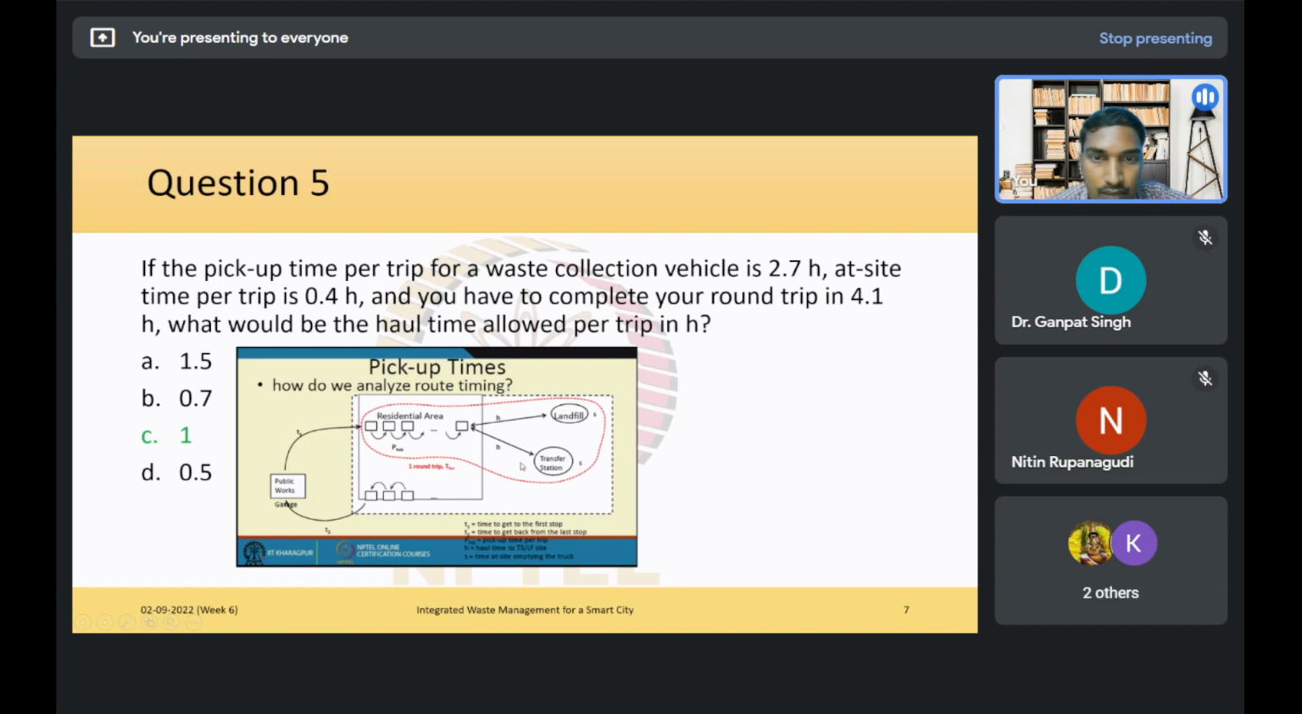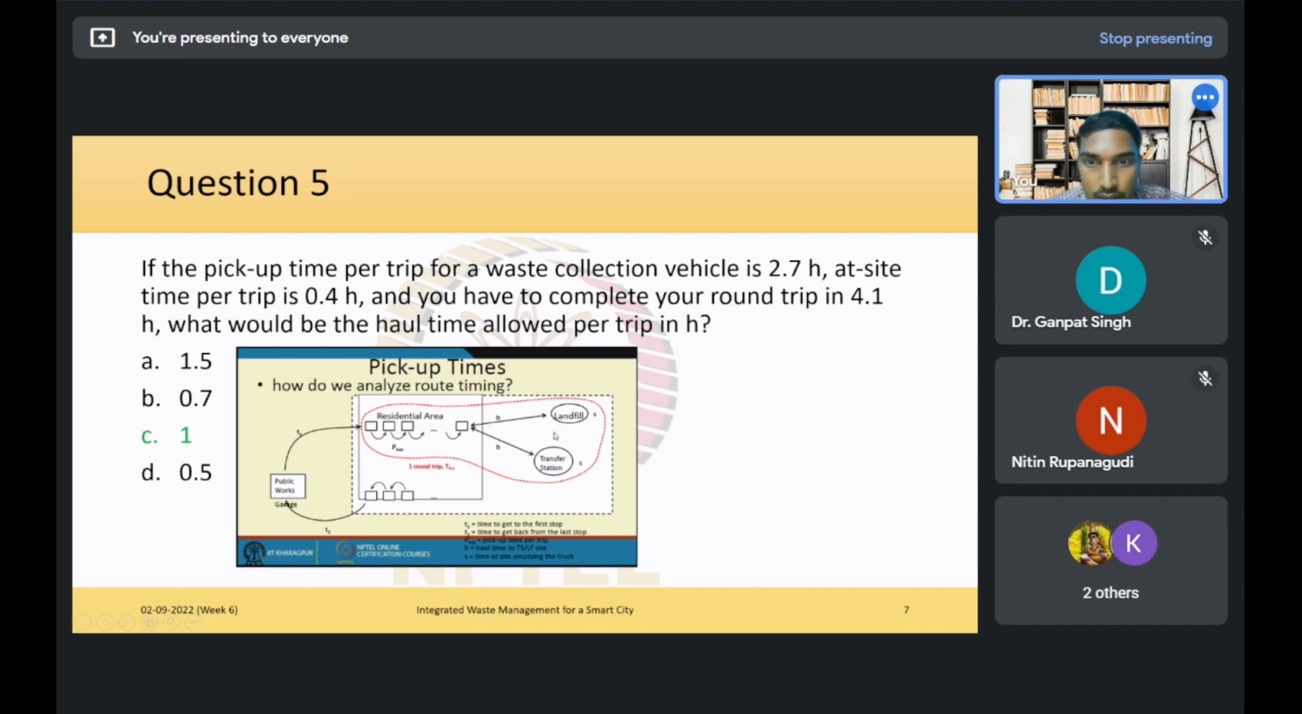Once we drop the collected waste at this destination, we have to come back again, because we may not have collected from all the houses. Because the vehicle capacity is limited, we may have to come back to the residential area and collect the waste again from the houses which were not served in the first trip, right? So that is also included in the haul time. The time to and fro between the residential area and the destination is the haul time. Both the forward and the reverse direction time together is the haul time, right?